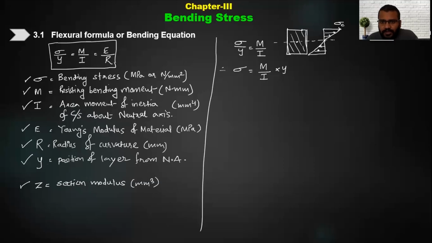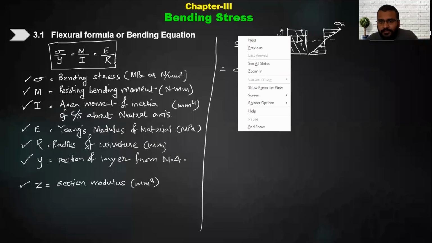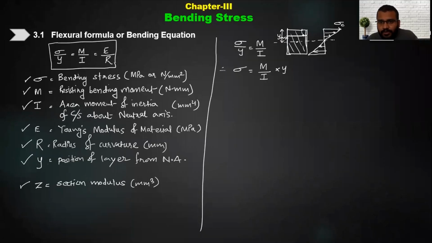Suppose in the problem they ask you to find the maximum bending stress, then the y value you are going to take is this value. This is your y maximum, where your bending stress is going to be maximum. But sometimes they may ask for the bending stress at a lower section. For example, if they ask for the bending stress at the midpoint, you will have to take only this much y, and the bending stress value will be as seen here. This will be a lesser value as compared to sigma c maximum.